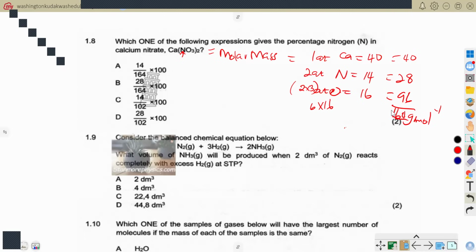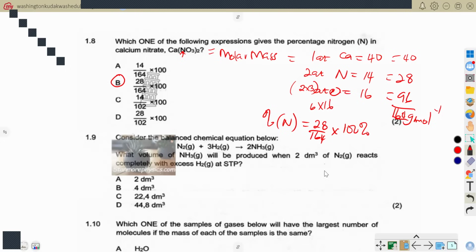So the percent composition of nitrogen in this compound would be 28 divided by 164 times 100%, because we are looking for the percent composition. So our answer was supposed to be equal to B.